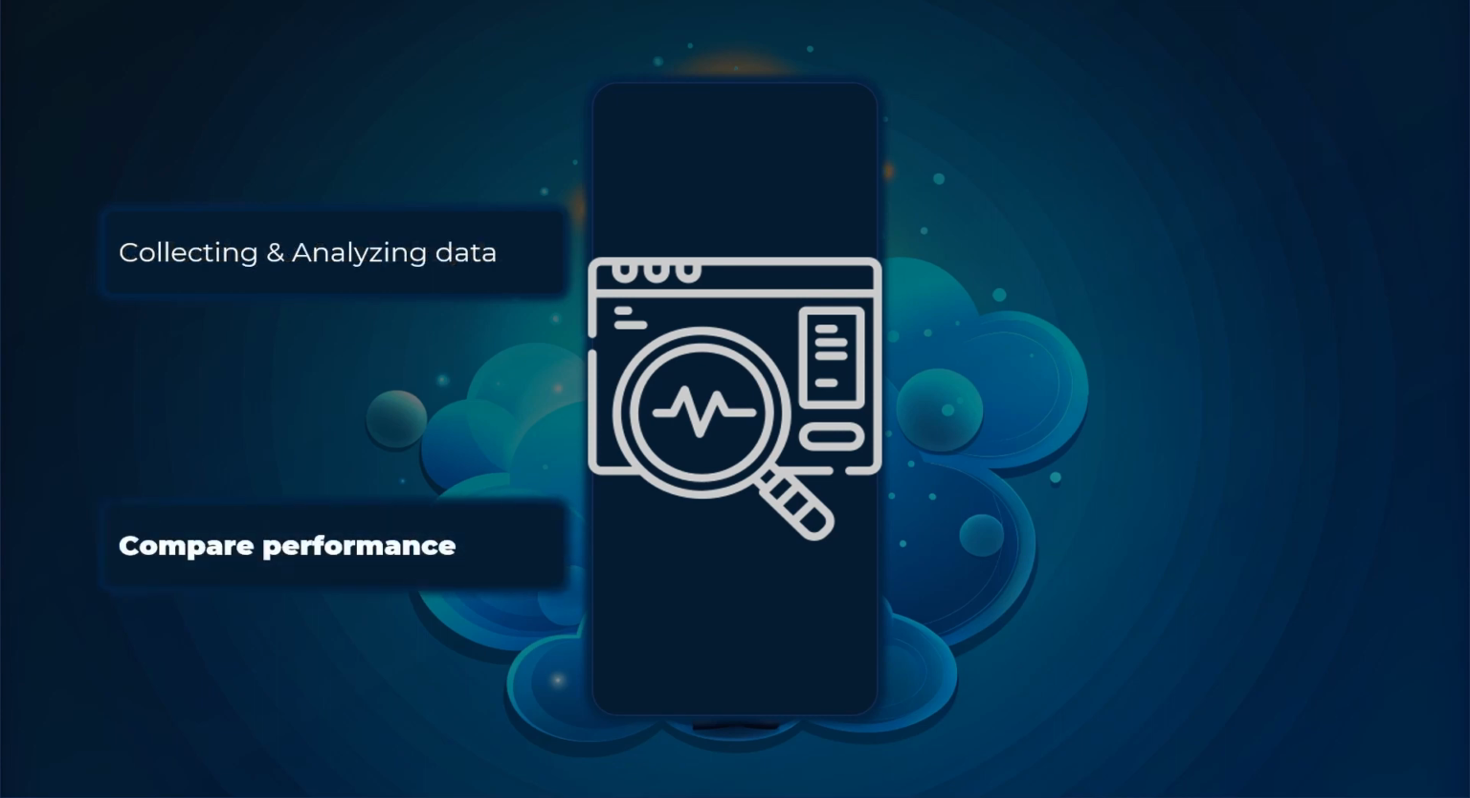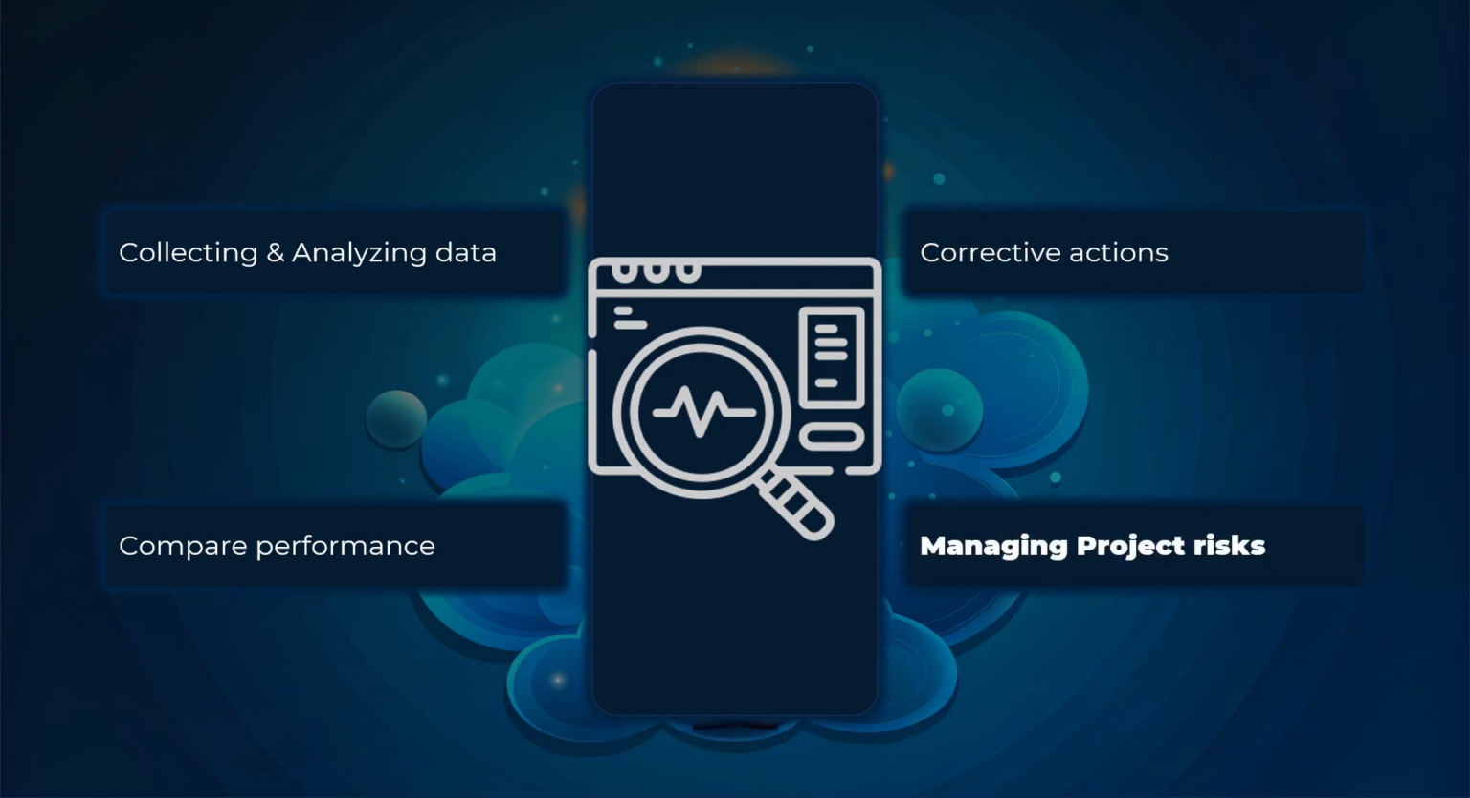Comparing actual performance to planned performance, evaluating the project's progress against the baseline plan and identifying any variances. Taking corrective actions, addressing any deviations from the plan and implementing changes to bring the project back on track. Managing project risks, continuously monitoring and reassessing project risks and implementing risk response strategies as needed.